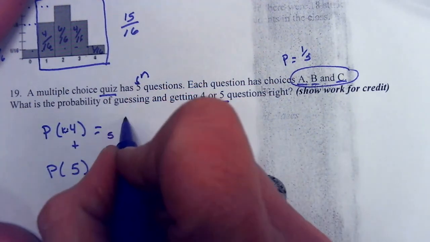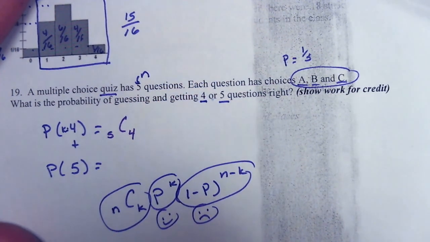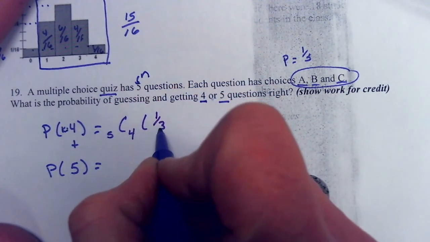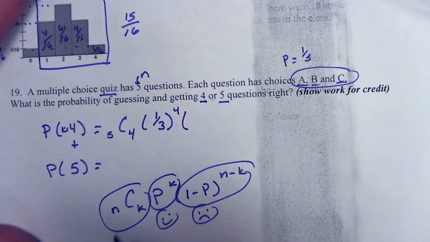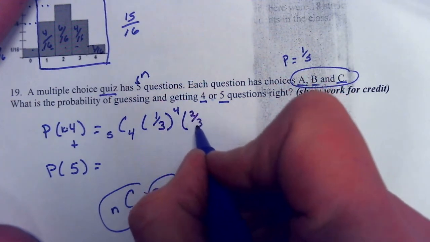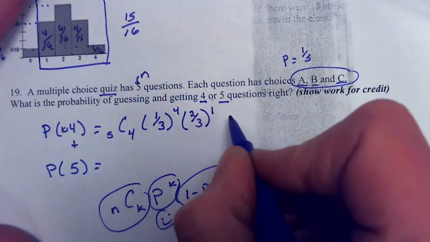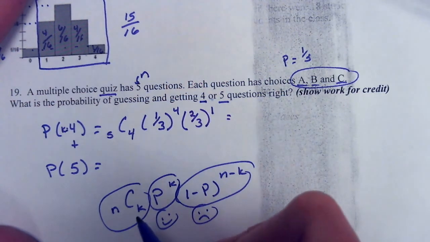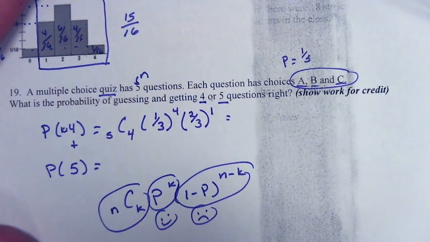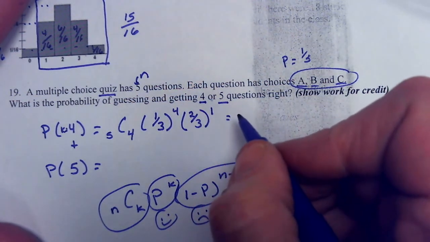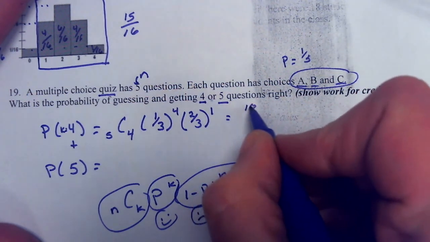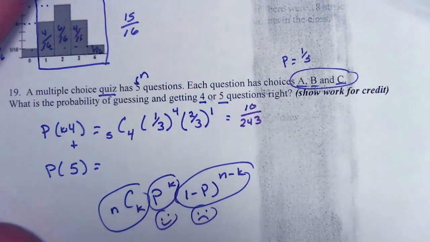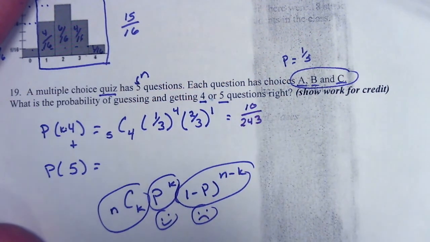So out of the 5 questions, you're going to choose to get 4 correct. Probability of getting each one correct is 1/3, and you're getting 4 of them correct, so 1/3 to the 4th power. Now, probability of getting them incorrect is 2/3, and you want 1 incorrect. All right, multiply all of that together, and if we use fractions, you get 10 over 243. Okay, some of you might have done this with decimals, which would be fine too.